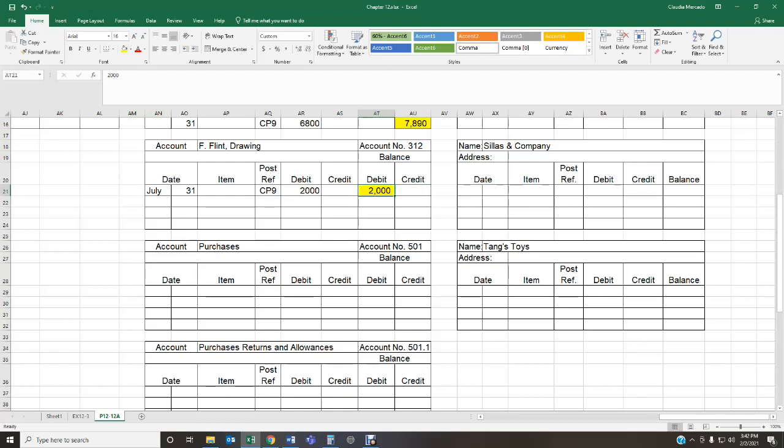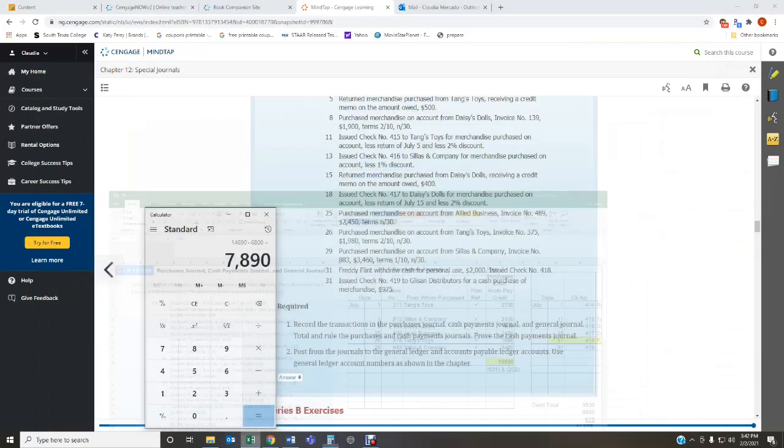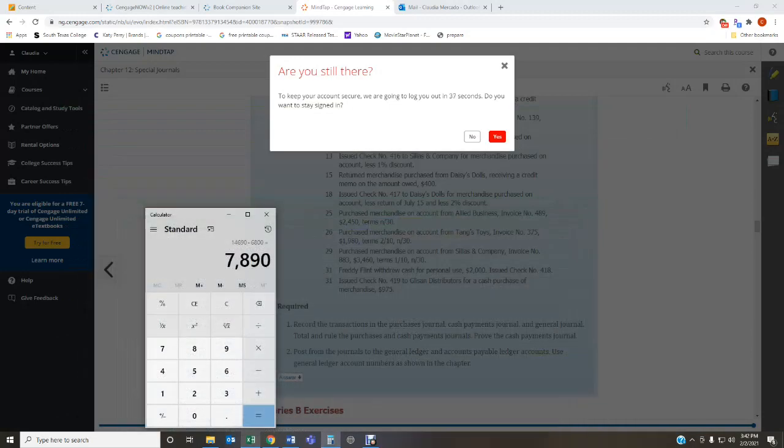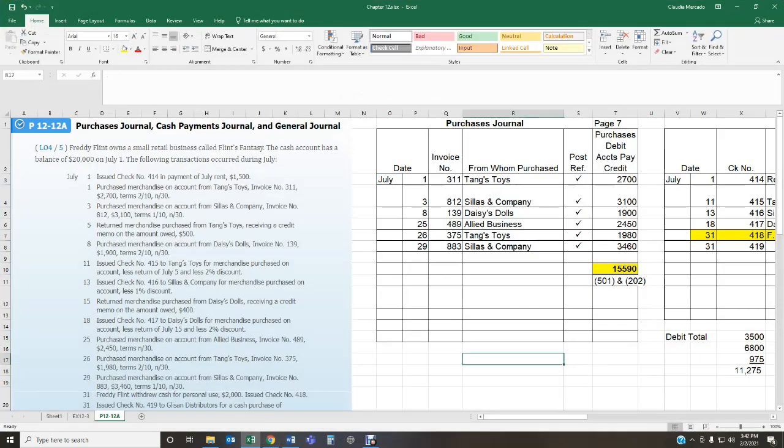Now we're going to look at purchases. The purchases account is the next account that we have. If we go back to purchases, we've got our purchase journal, $15,590. That needs to be recorded under the purchases journal. Let me close this. Okay, right there.